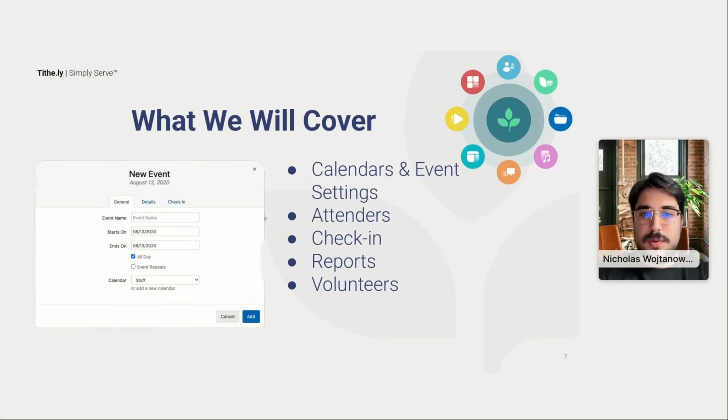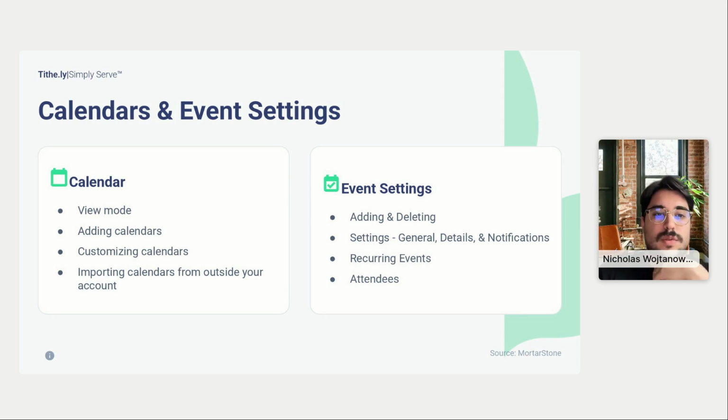So you'll see some of the bullet points here. We're really mainly focusing on events. So we'll be jumping into your calendars, some event settings. We'll talk about attendees, how you can mark people with our check-in services, and then pulling reports for event attendance. And I'll also talk about volunteers as well, how we can either request volunteers and assign them. So let's jump in. So first we want to jump into calendars and event settings.